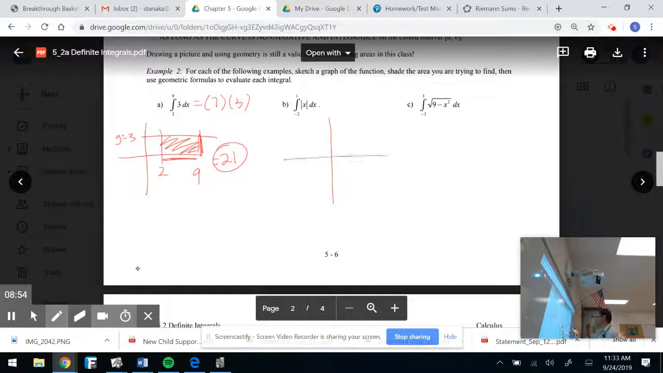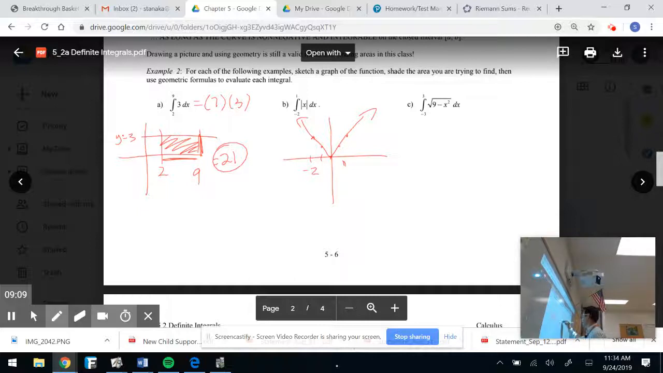Here we go. Absolute value of x. How do I graph that? Well, that's (0, 0), (1, 1), right? It's up 1 over 1 going that way. It's up 1 to the left, 1 going this way, right, class? But I'm going from -2 to +1.